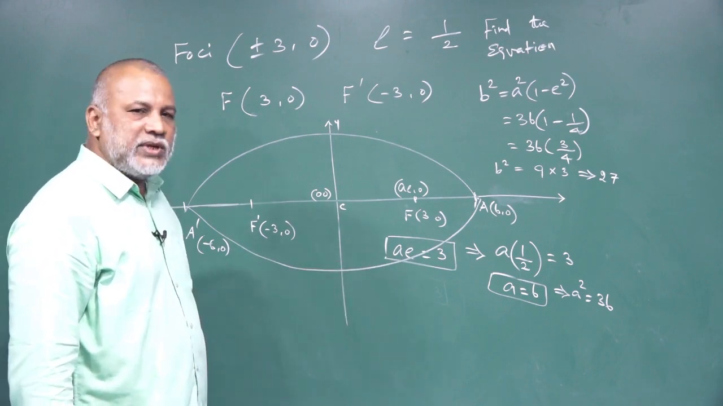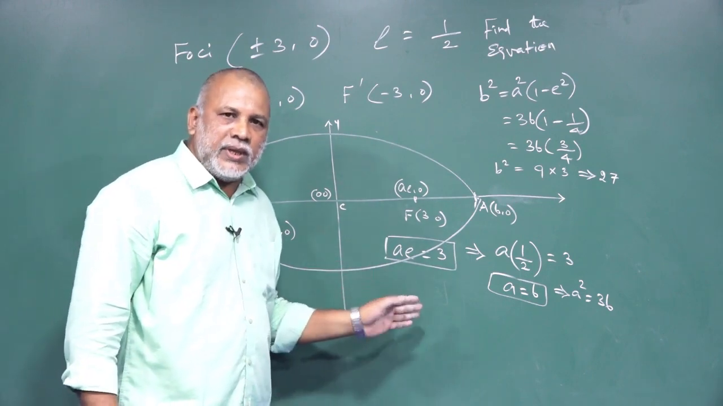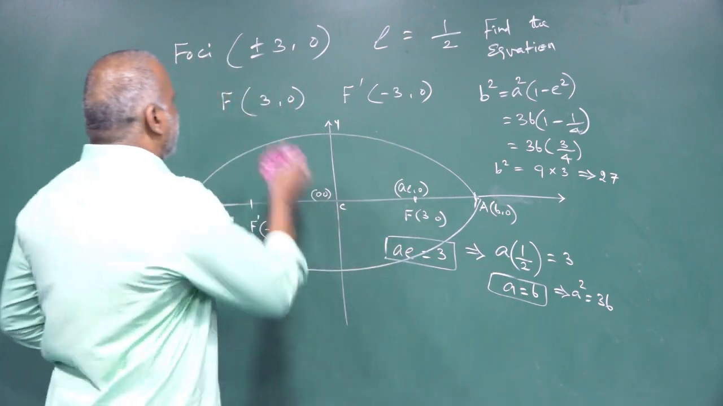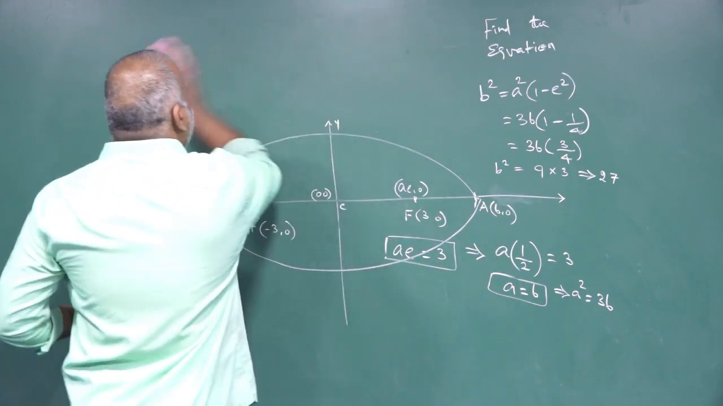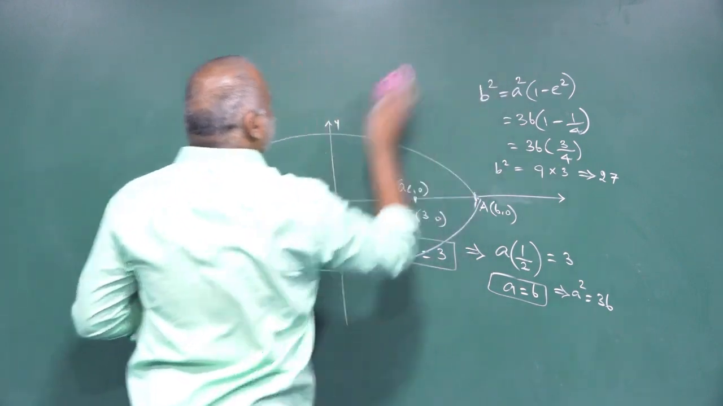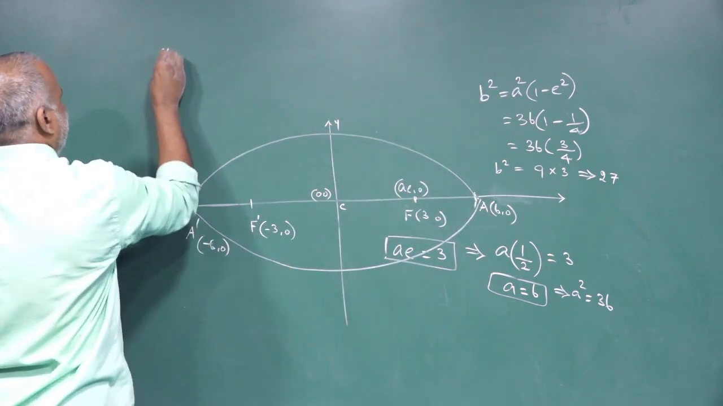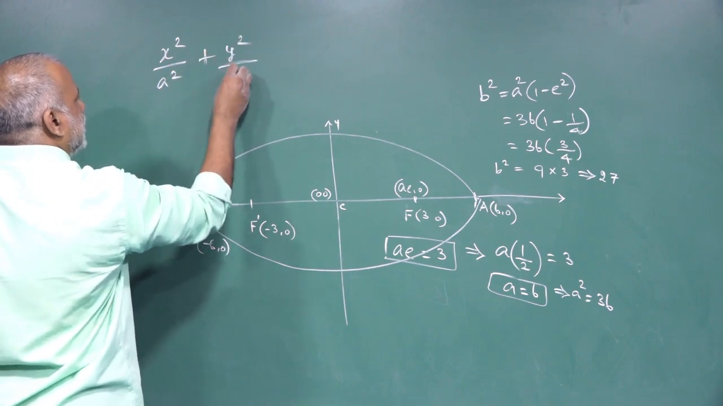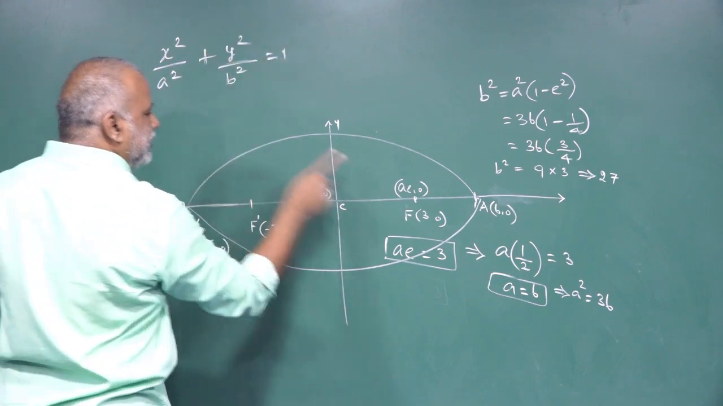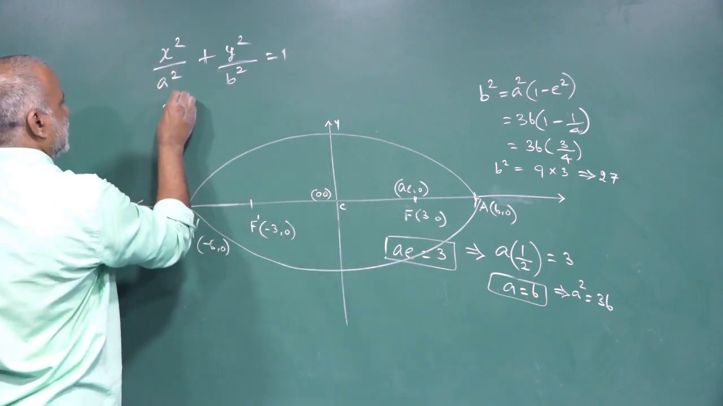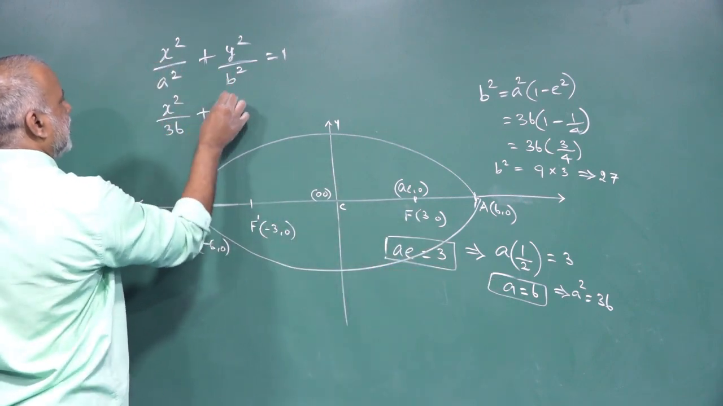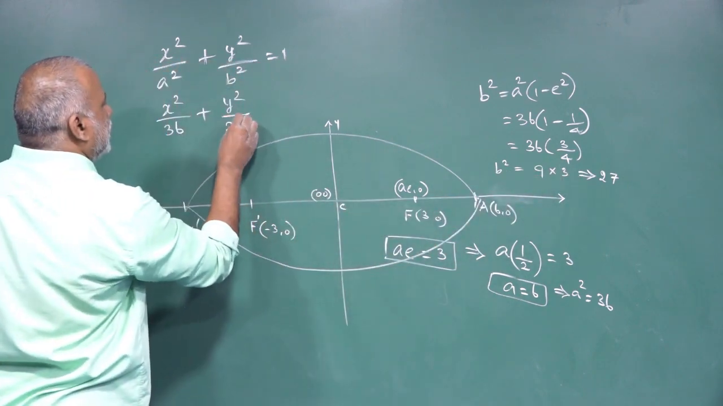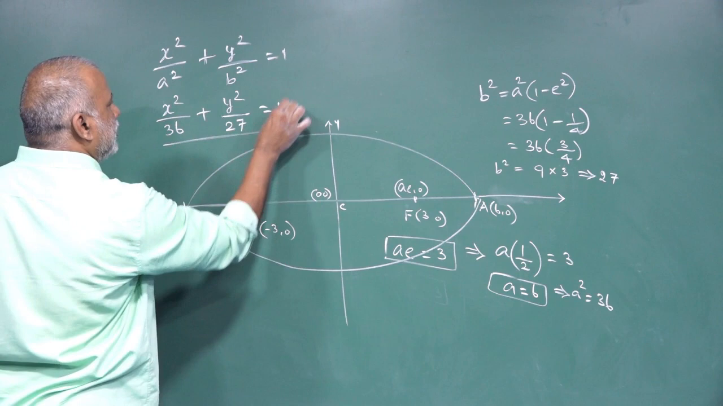Now what is the equation of this one? It is type number 1 only. We are able to justify type number 1. What is the equation of type number 1? x squared by a squared plus y squared by b squared equal to 1. What is the value of a squared here? 36. So x squared by 36 plus y squared by b squared, where the value of b squared equal to 27, equal to 1.